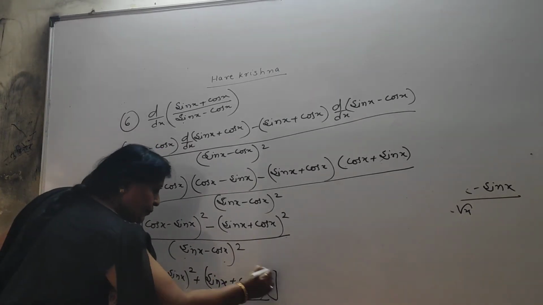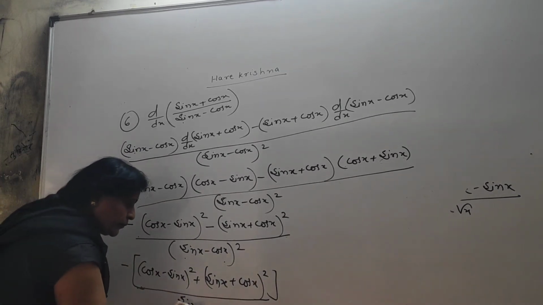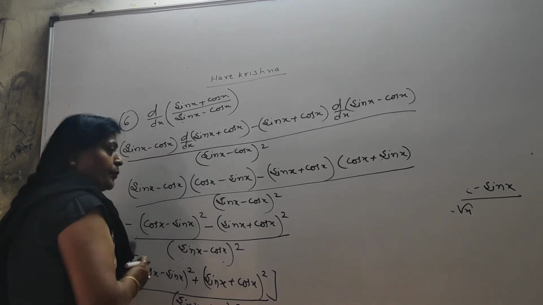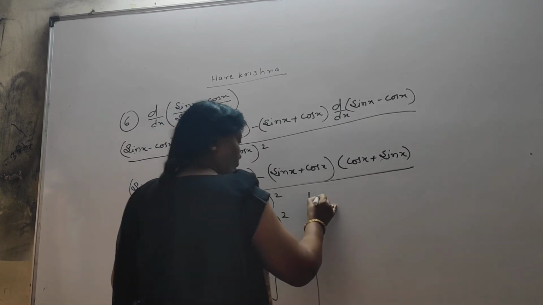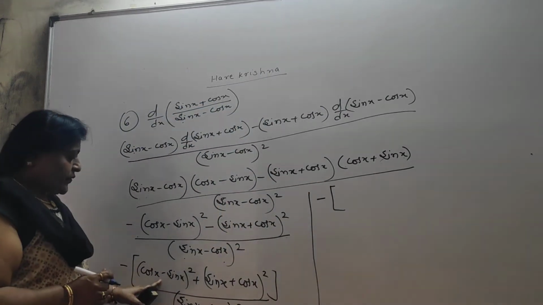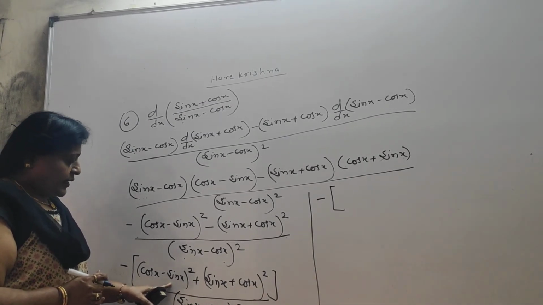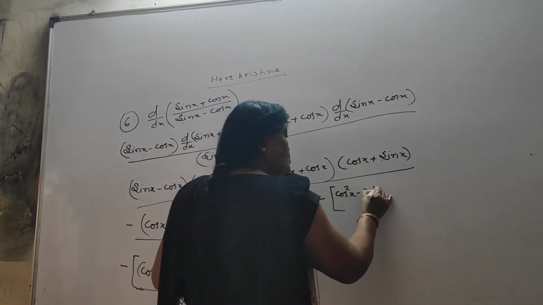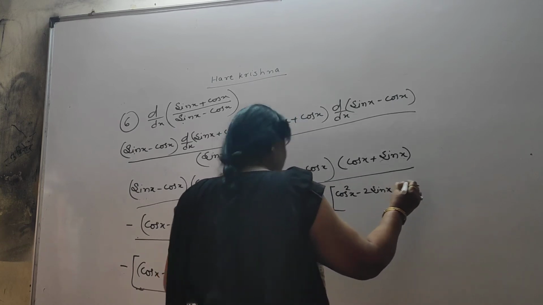divided by (sin x minus cos x) whole square. Keep minus sign remain as it is. Here again, in bracket, (a minus b) whole square means square of a first term minus twice the multiplication of a two term plus the square of a second term. In the same way, cos square x minus 2 sin x cos x plus sin square x.